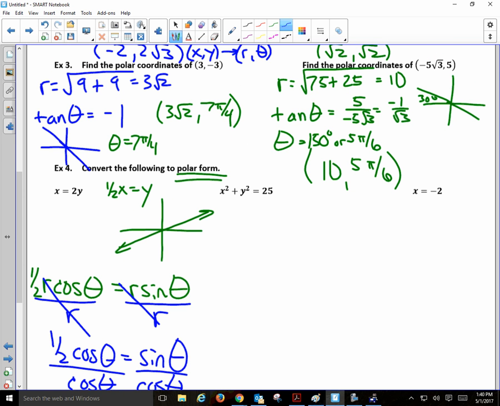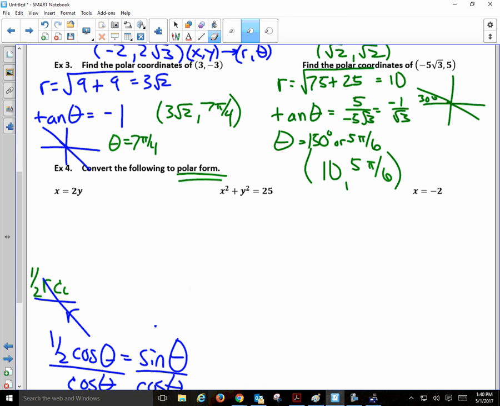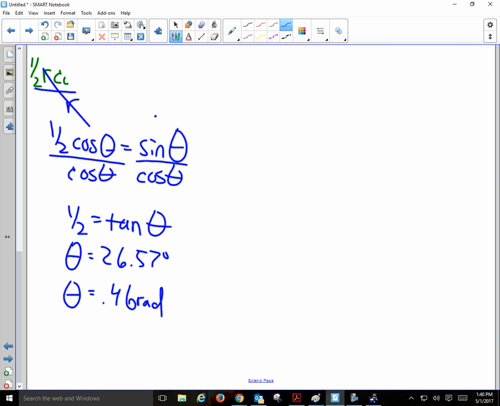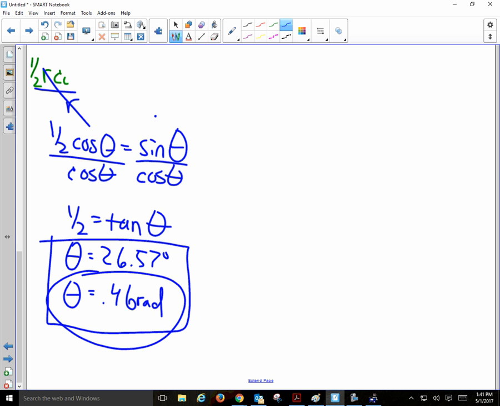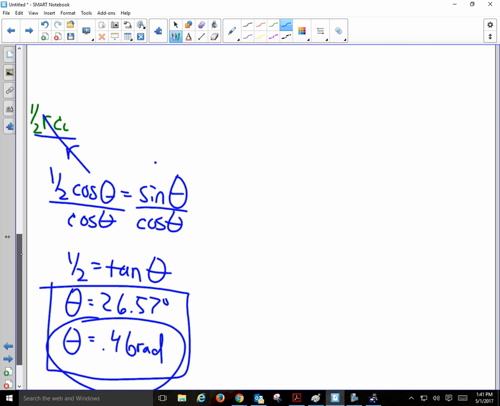Think about the next one. X squared plus y squared is equal to 25. What shape does that make? We don't have an r value. We just have theta, so this is my final answer right here. Either one of these would work. Actually, I would like to have it in radian form, but I would probably give you credit for both.